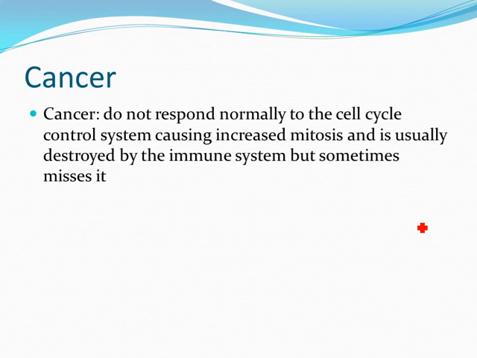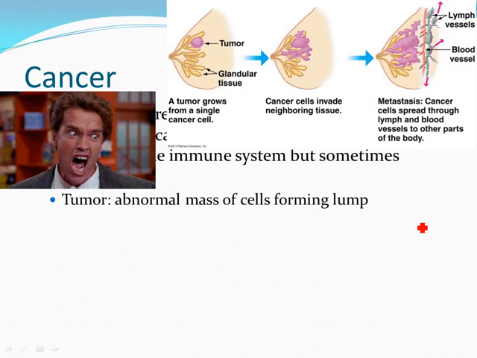And the reason why I had that cell control system involved is because cancer cells don't normally respond to that cell control system. So if they don't respond to it, then we're having mitosis occurring without any kind of regulation. So mitosis will continually occur onwards and onwards. And then the thing is, most of the time the immune system will try to prevent that from occurring by destroying those cells, but it does miss it at certain times. And if it does miss it, that's where tumors start to form. Okay?